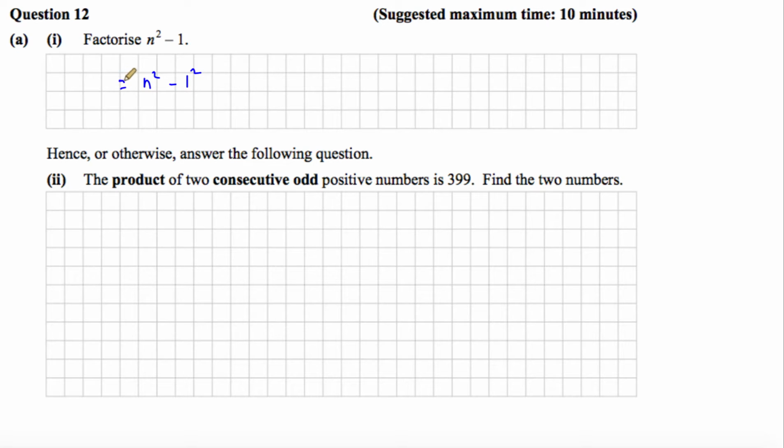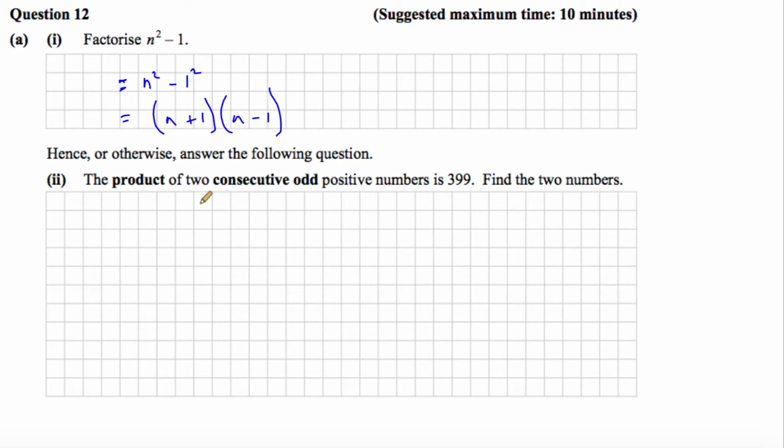And when you have the difference of two squares, in other words a square minus another square, you can factorise by the first square root plus second multiplied by the first square root minus the second. So it's n plus 1 times n minus 1. Okay, so hence or otherwise answer the following question.